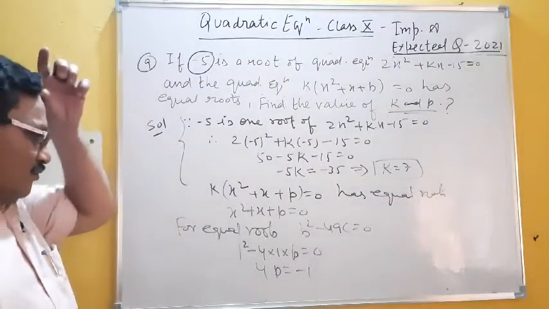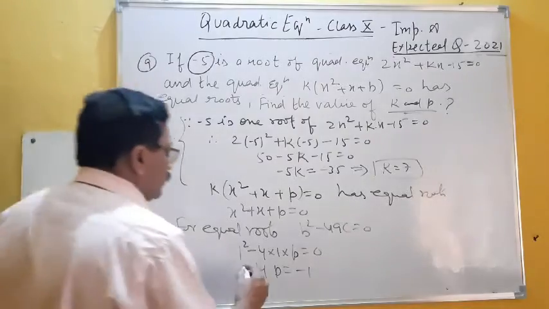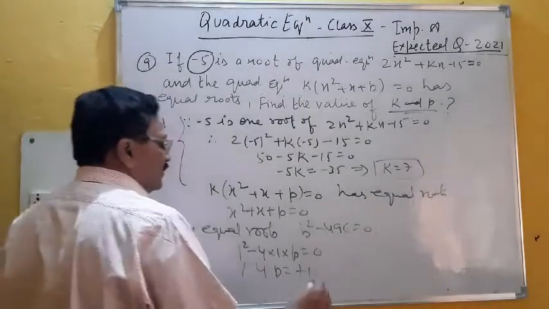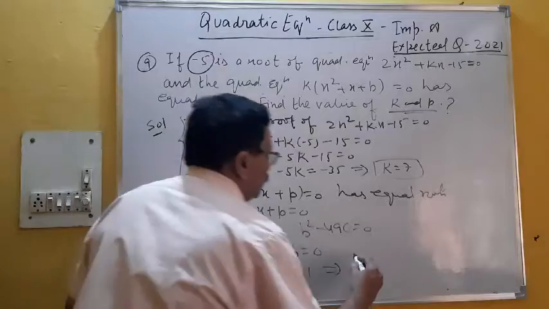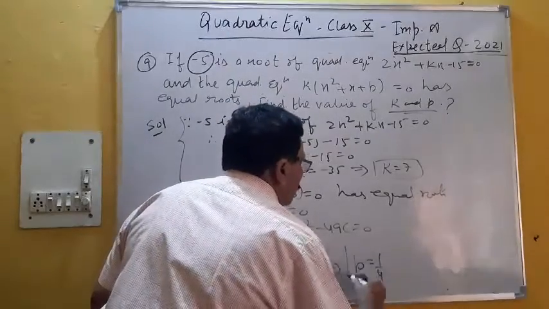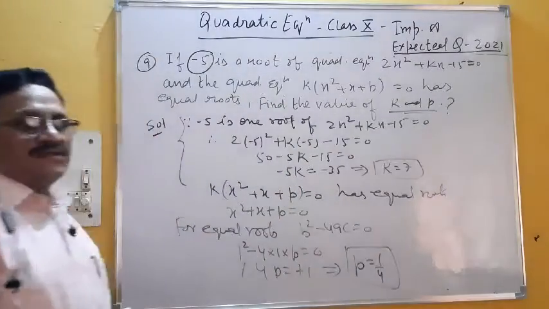So now 4p equal to 1. Sorry, minus 4p equal to minus 1. Minus 1 this cancels, you will get p equal to 1 upon 4. This is the required answer.